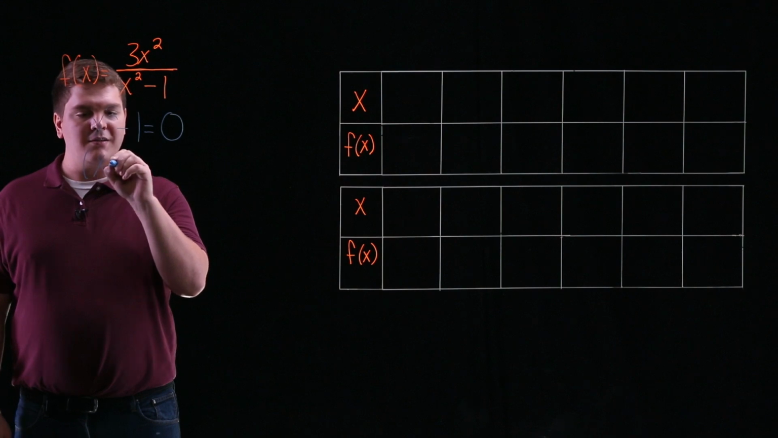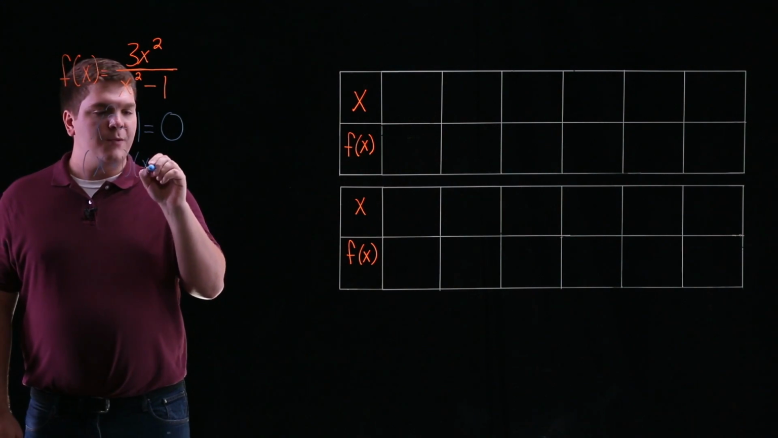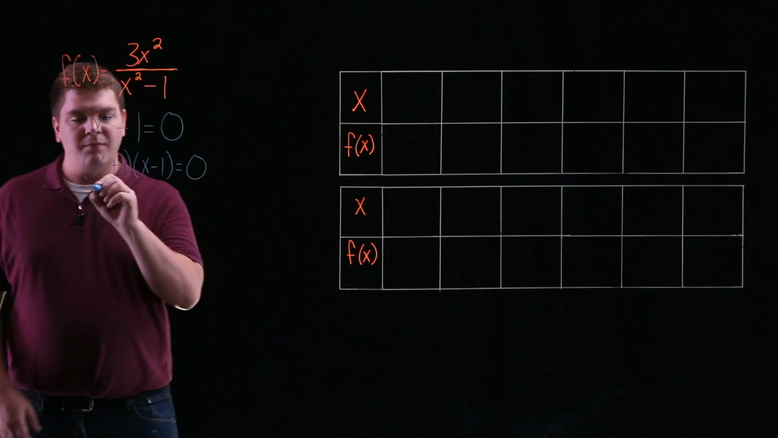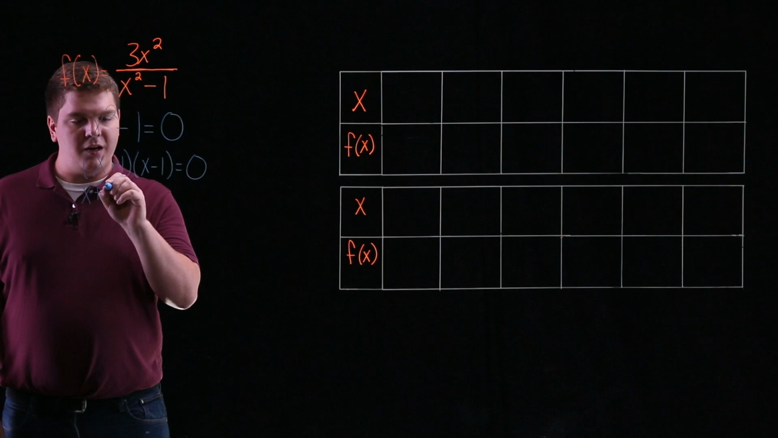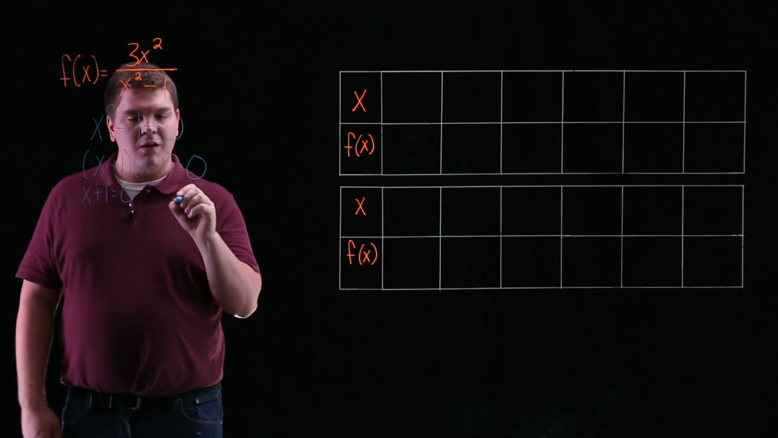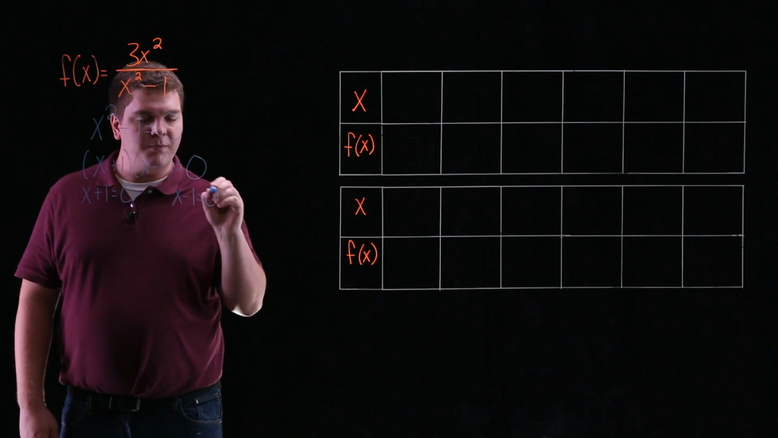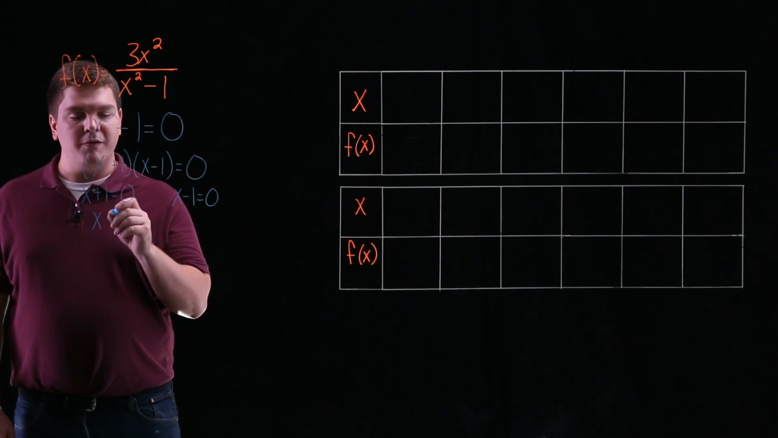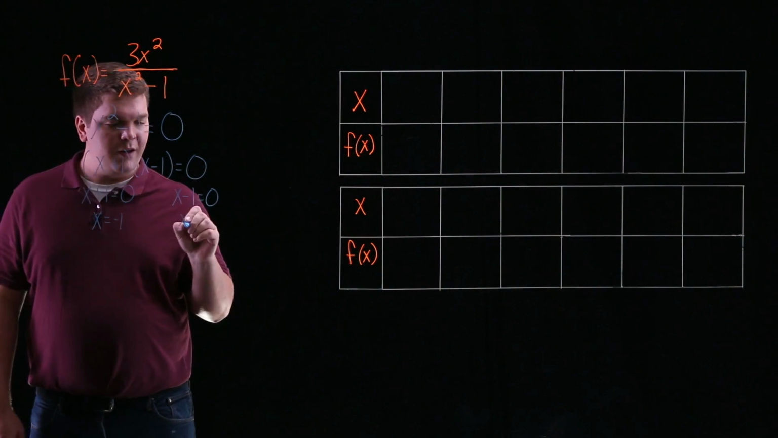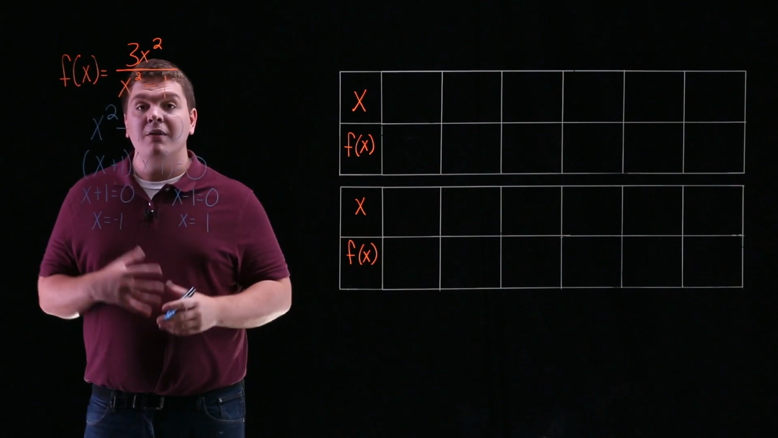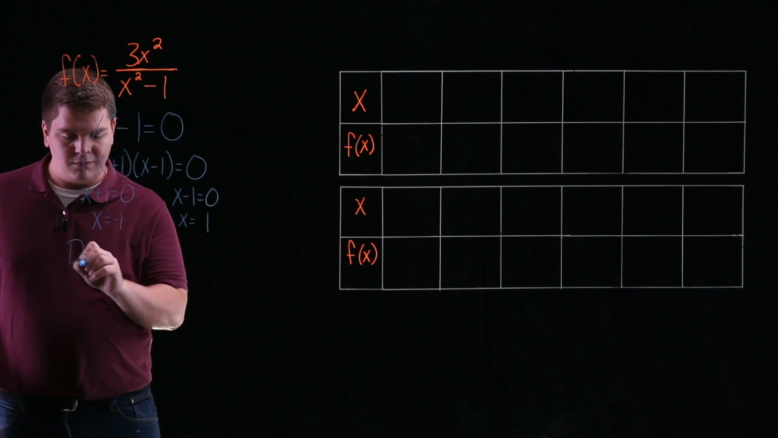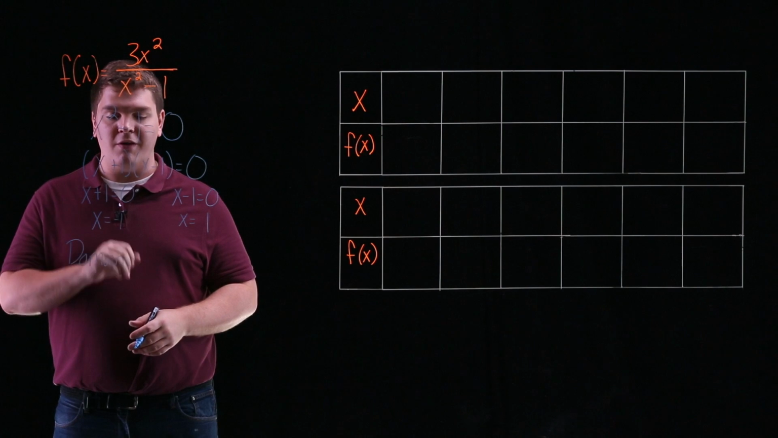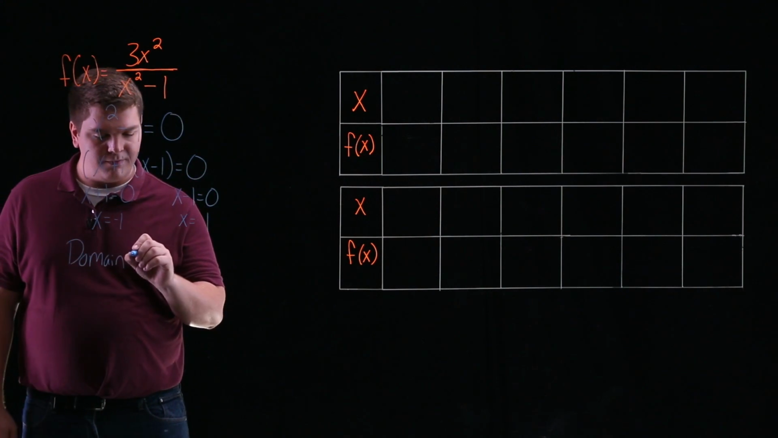So this factors into x plus 1 times x minus 1, and this is equal to 0. We can use the zero factor property, and we end up with x plus 1 equals 0, or x minus 1 equals 0. Subtracting 1 here and adding 1 here leaves us with the two values that we're going to exclude from our domain, x equals negative 1 and x equals 1. So the domain is going to be all real numbers except for x equals negative 1 and x equals 1.